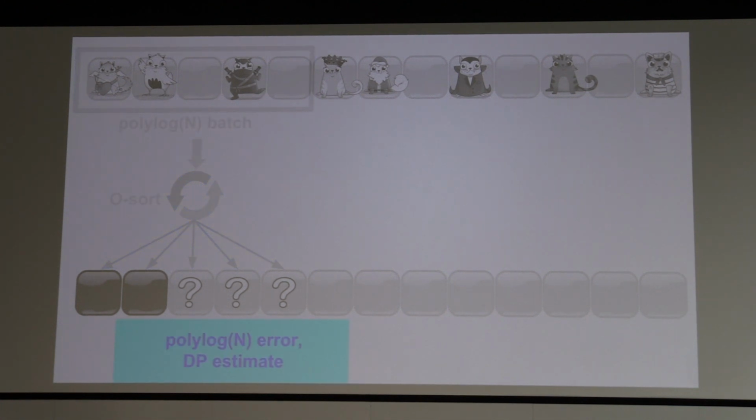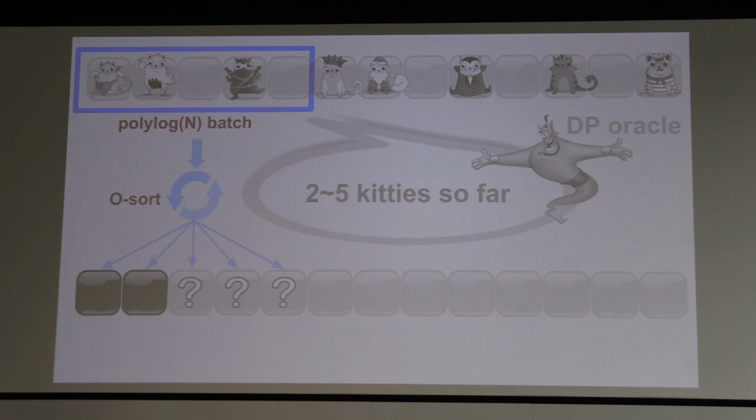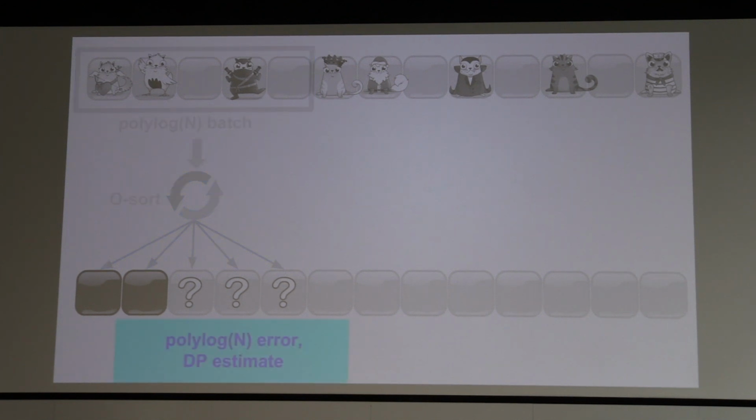One thing I want to mention is even though I'm using the actual numbers 2 to 5, they're actually polylog. So this differentially private estimate has polylog error. And you can be sure that this is a correct estimate except with negligible probability. So this means the slack consisting of question marks is polylog in length. Now I'm going to move on to the next batch.